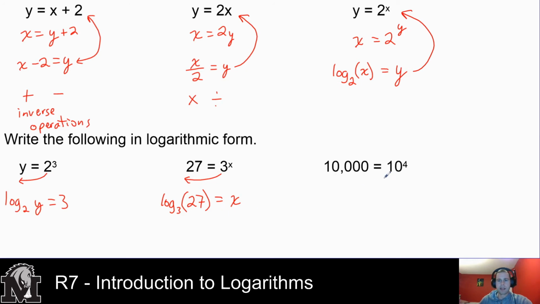And now we have our last one. Again, the base is going to move to the other side. So log base 10 of 10,000 equals 4.